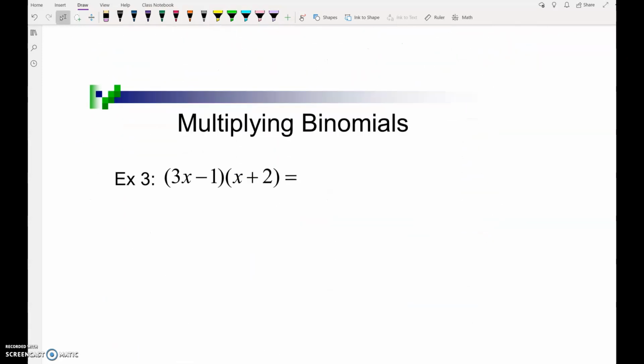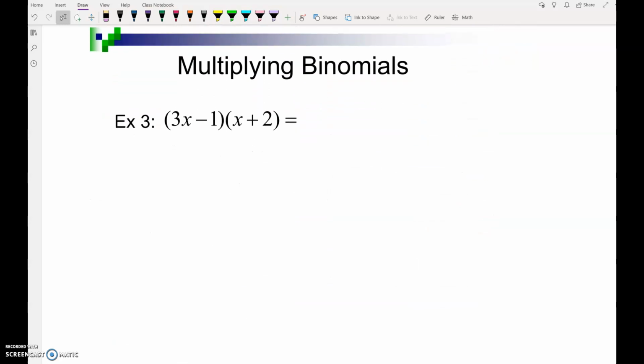Okay, the next one, multiplying binomials. A lot of your teachers in the past have had you use a trick called FOIL. Do you remember the term FOIL? Have you heard that before? FOIL means first, outer, inner, last. It means multiply the first terms together, multiply the outer terms together, multiply the inner terms together, and then multiply the two last terms together.